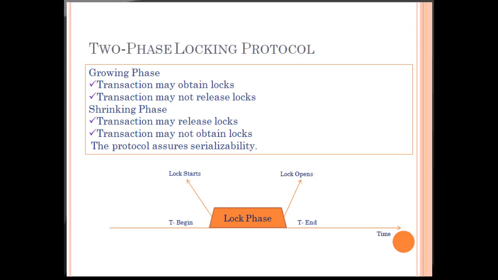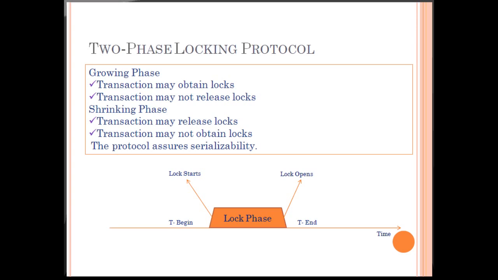Let us understand about the growing phase. There are two main things that we need to understand. First, the transaction may obtain locks. Second, the transaction may not release locks. In this phase, the transaction can only acquire locks but cannot release any lock. The transaction enters the growing phase as soon as it acquires the first lock it wants. From now on, it has no option but to keep on acquiring all the locks it would need. It cannot release any of the locks in this phase.